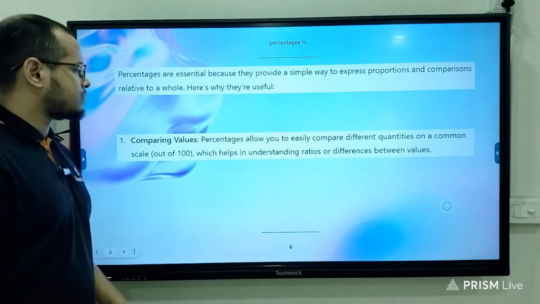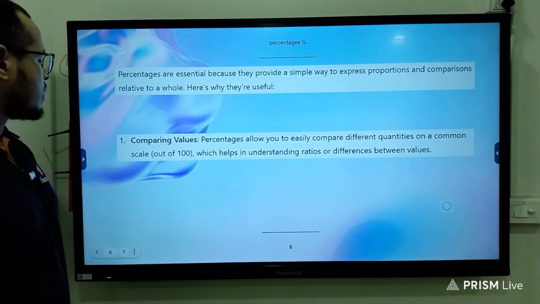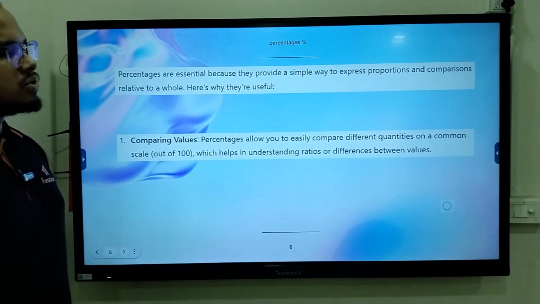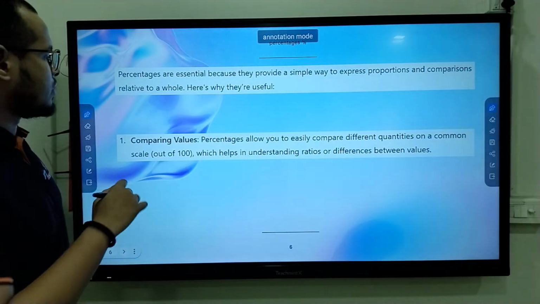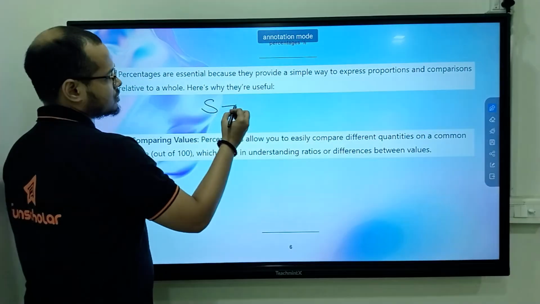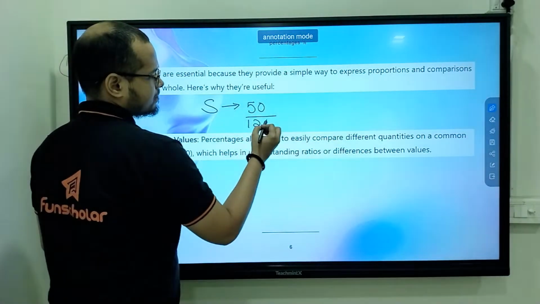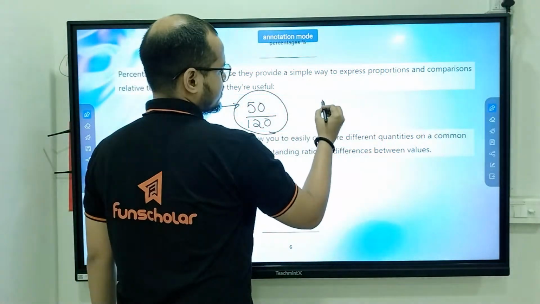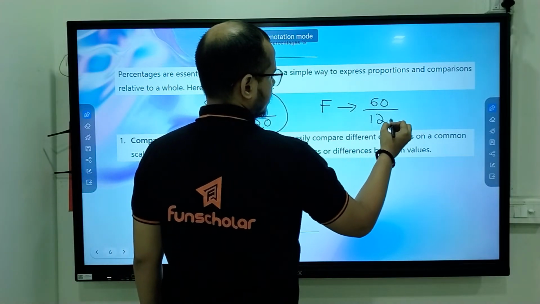Here is why they are useful. Comparing values: percentages allow you to easily compare different quantities on a common scale. That common scale is out of 100, which helps us understand ratios and differences between values. Let me put down an example. For example, I have scored 50 marks out of 120, and my friend scored 60 out of 120.